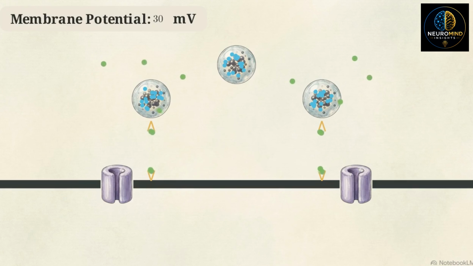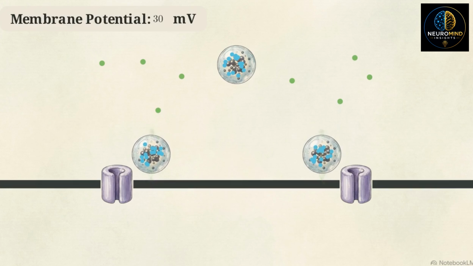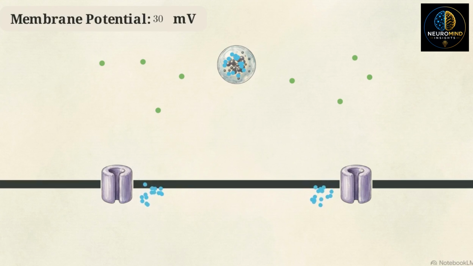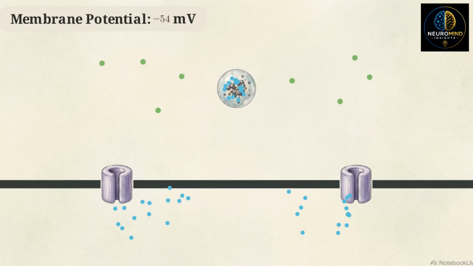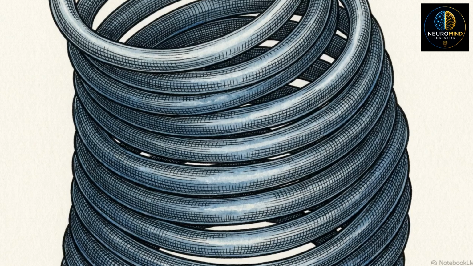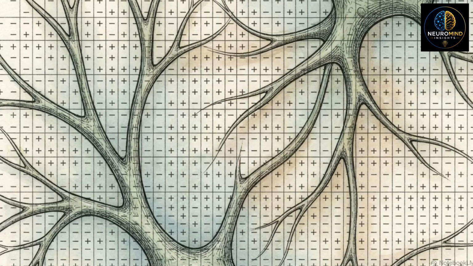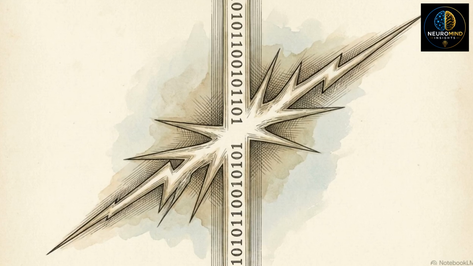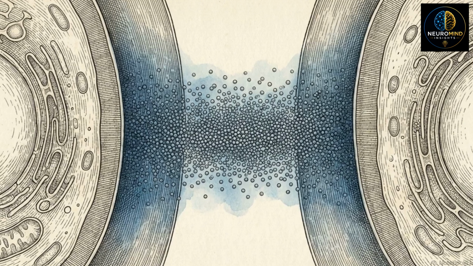Calcium floods in and binds to snare proteins on synaptic vesicles. This fuses them with the membrane, dumping neurotransmitters into the synaptic cleft. Once the terminal repolarizes back to -90 millivolts, the calcium channels close, cutting off the neurotransmitter release. The loop is complete. The cell maintained its resting tension, calculated inputs to hit a threshold, fired a digital electrical spike, and released chemicals to another cell.